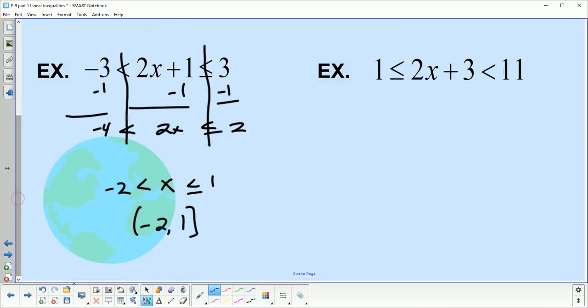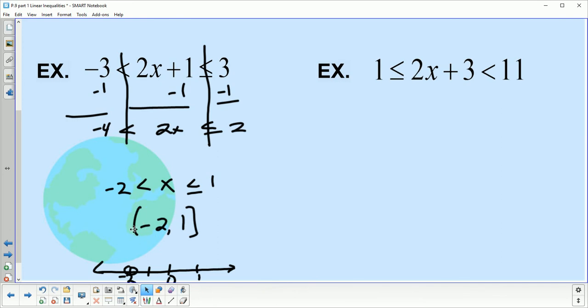Okay, we could also graph this by shading, which we have probably seen in the past. We can put our 0, we can put our 1, and our negative 2. Okay, now we include an open circle at negative 2 because we don't include that, and a closed circle at 1 because we do include that, and we could shade everything in between those two values.